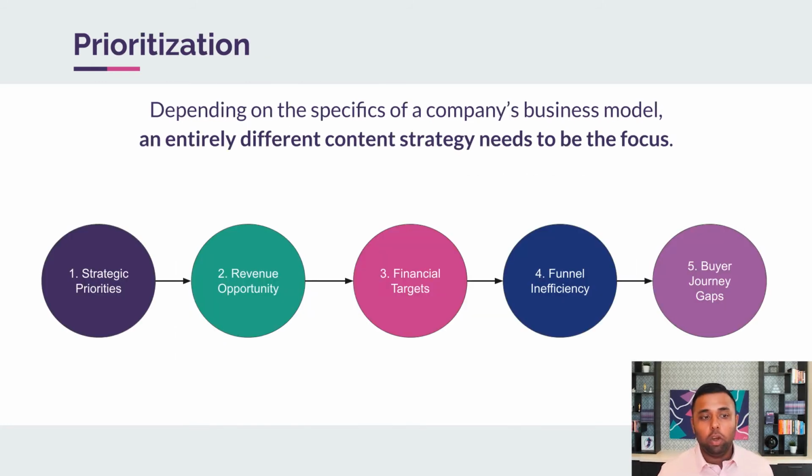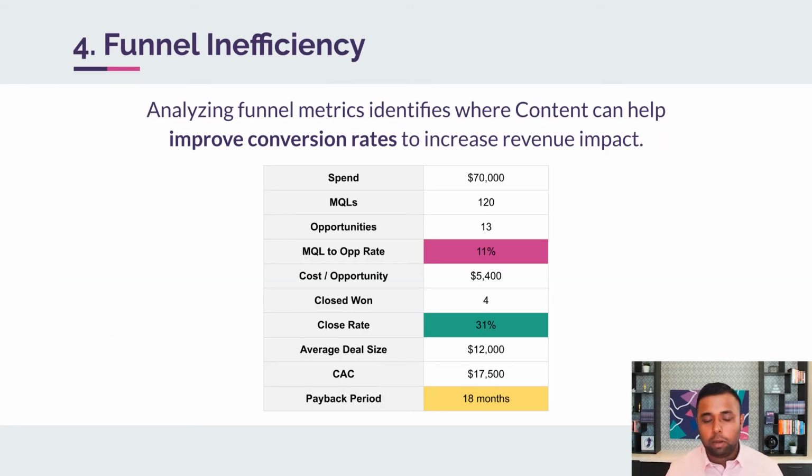Number 4, we want to look at the funnel inefficiency across the board in our business. This is a simplistic approach, but let's assume this is our funnel for one product line in particular. Let's say we've spent $70,000, and there are about 120 MQLs. From that, we have about 13 deals in the pipeline, and we close about 4 of them. So 120 MQLs to 13 opportunities is about an 11% conversion rate, and then $5,400 per MQL for the 13 opportunities. Then we close 4 deals from those 13 opportunities, so that's about a 31% close rate, with an average deal size of 12,000.